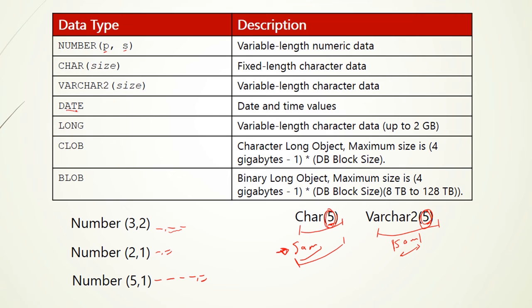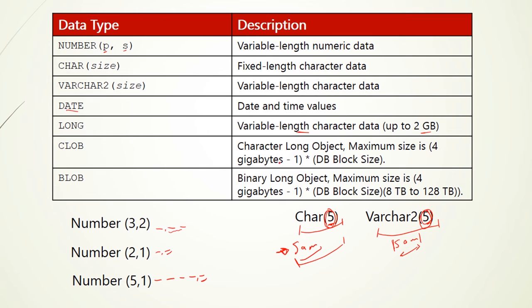The DATE data type here is used to store date and time values from the century to the seconds: century, year, month, day, hours, minutes, and also seconds. LONG is a variable length character up to 2 gigabytes. This is also a character data type. CLOB is used also to store characters. This is character large object.